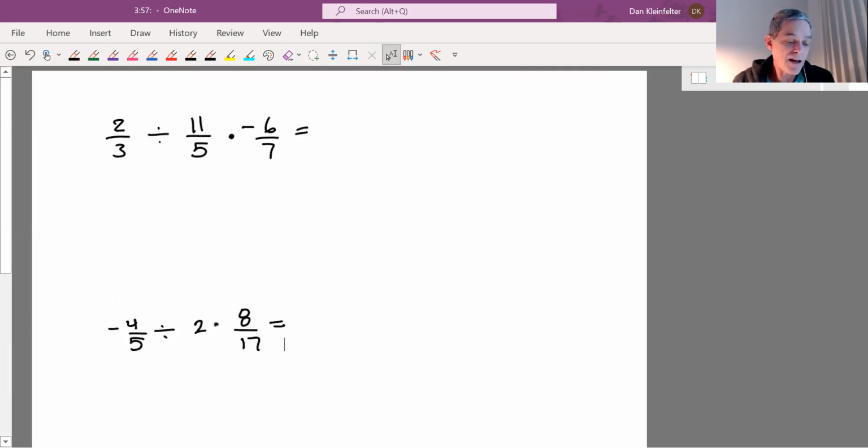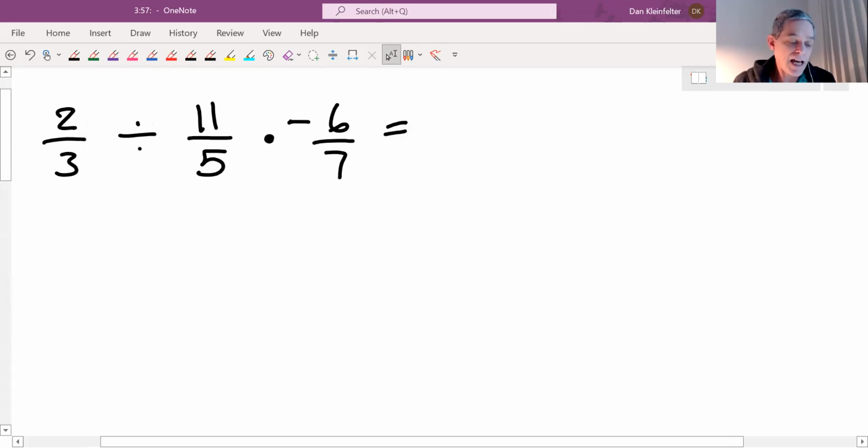In this one, we have a combination of a division and a multiplication. We're going to follow order of operations and work our way from left to right. So we'll take the 2/3 divided by 11/5 first. So we'll write 2/3. We'll change the division to multiplication. Instead of 11/5, we'll have 5/11. And then I'm going to copy over that multiplication by negative 6/7.